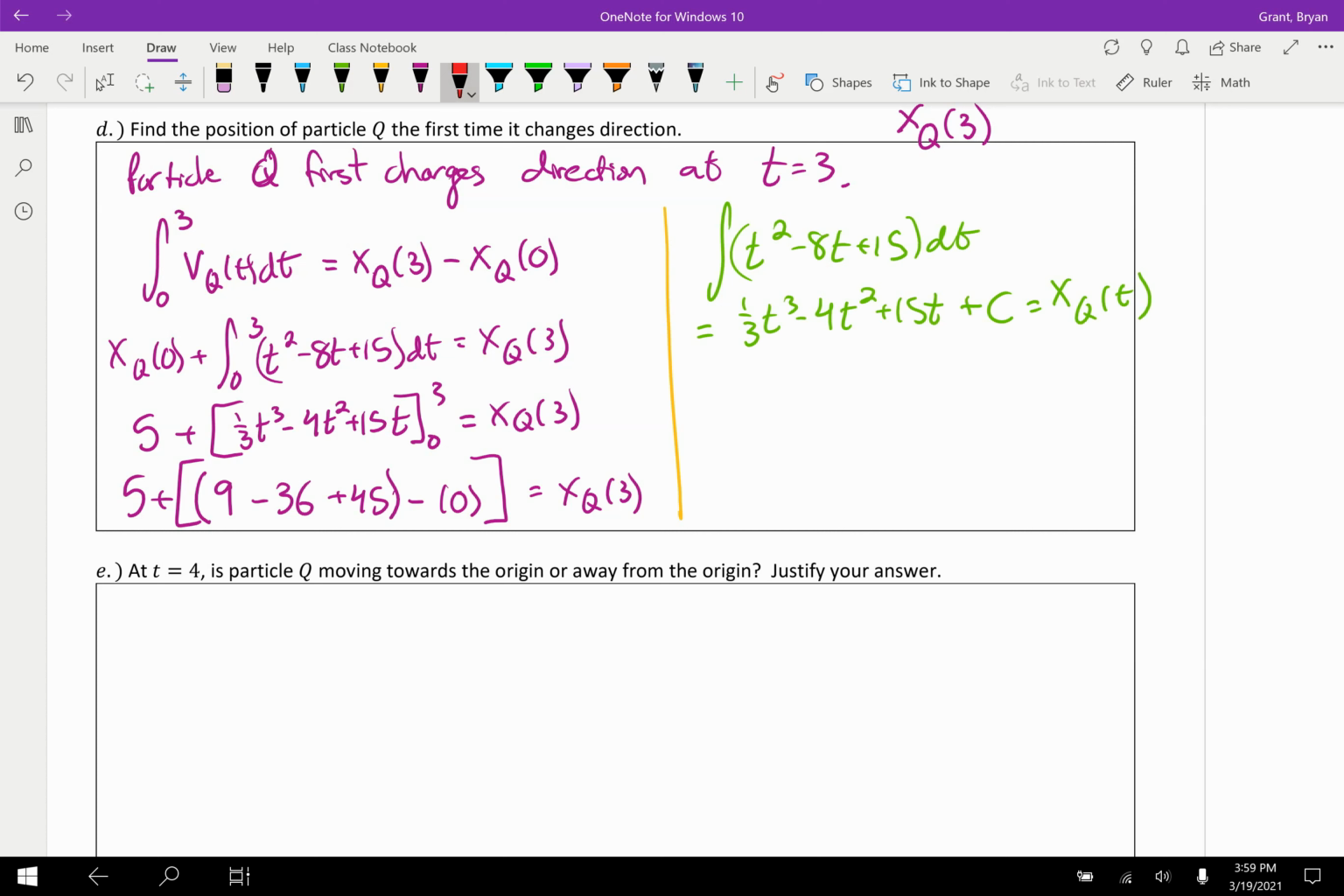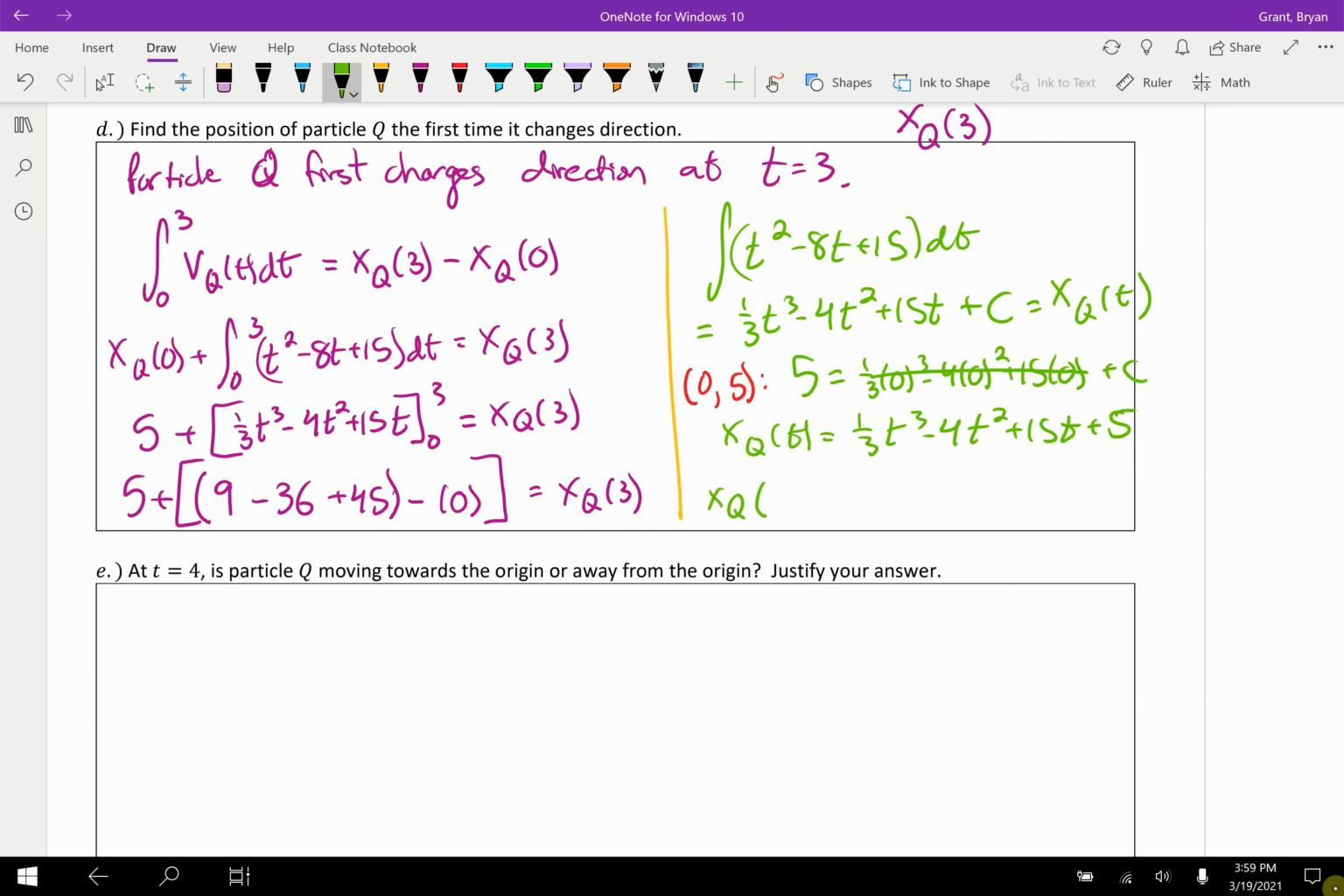This is kind of like solving those differential equations, right? Where our initial condition was at a time of 0, we're at a position of 5. So the output is 5, and the input is 0, which is pretty easy math to do, I think. I think we find then that C is 5. So now we know that the actual overall equation, 1/3 t cubed minus 4t squared plus 15t, has a plus 5 at the end in this scenario. Then what do we have to do to finish it off? Oh yeah, we have to go through and actually substitute in our 3 just like we did over here.